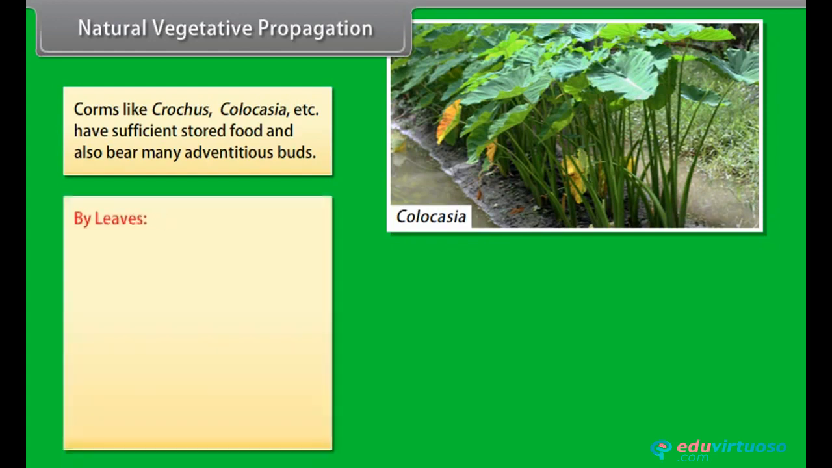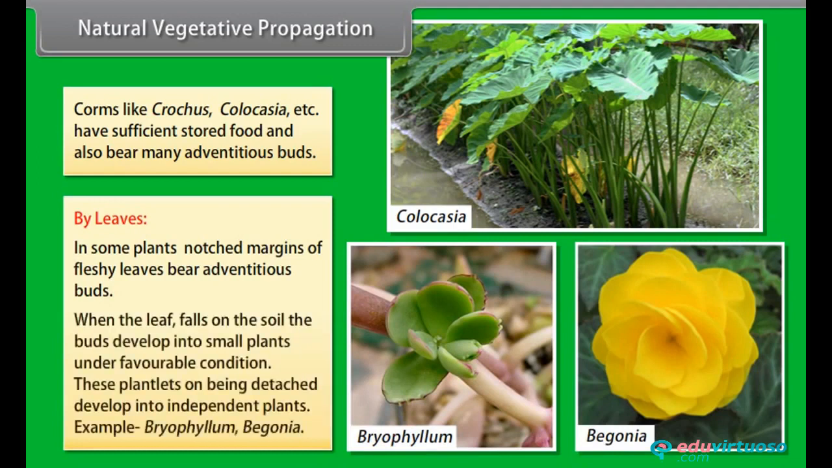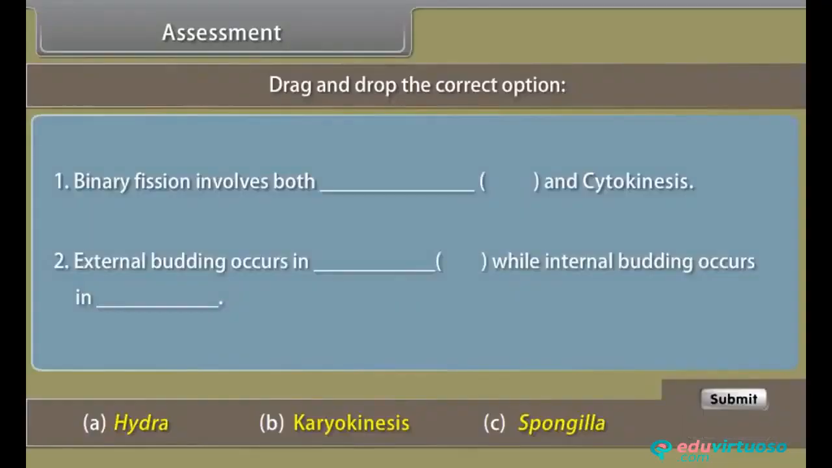By leaves. In some plants, notched margins of fleshy leaves bear adventitious buds. When the leaf falls on the soil, the buds develop into small plants under favorable condition. These plantlets, on being detached, develop into independent plants. Example, Bryophyllum, begonia. Assessment. Before proceeding further, let us know how much have you learned.